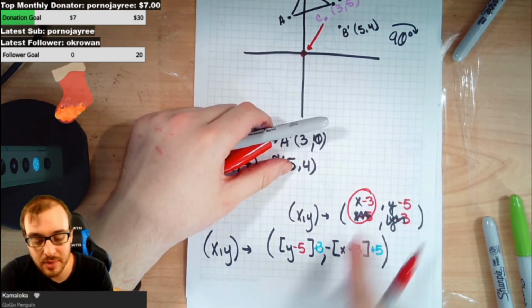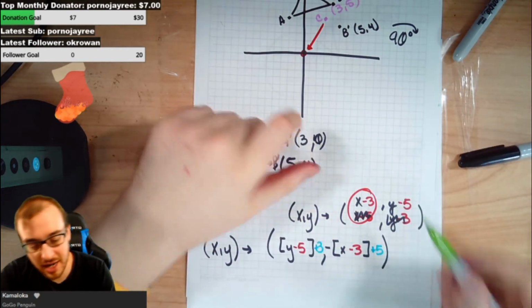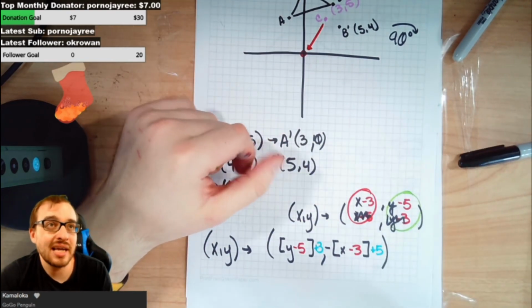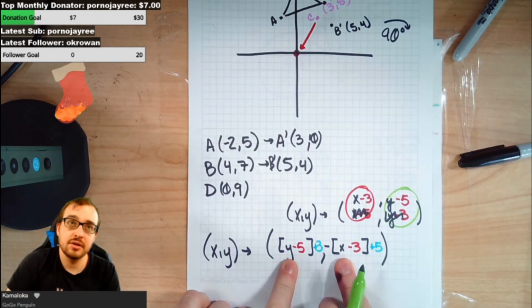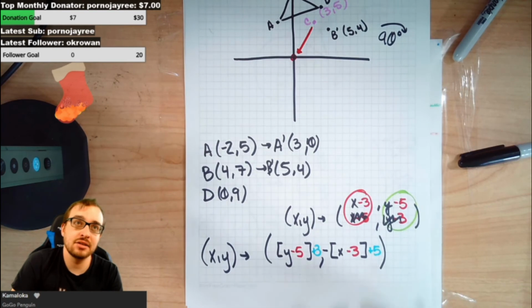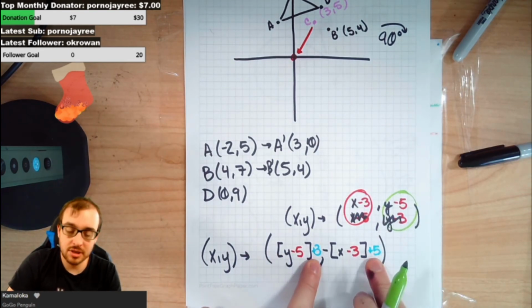So when we add 3 back, we want to add it to the left side coordinate. And we subtracted 5 from the right side coordinate. So when we add 5 back, we're going to add it back to the right side coordinate. So don't just look at these letters right here. Make sure you think about which side's getting added to. We're going to add 3 to the left and add 5 to the right. That's where these blue numbers come from.